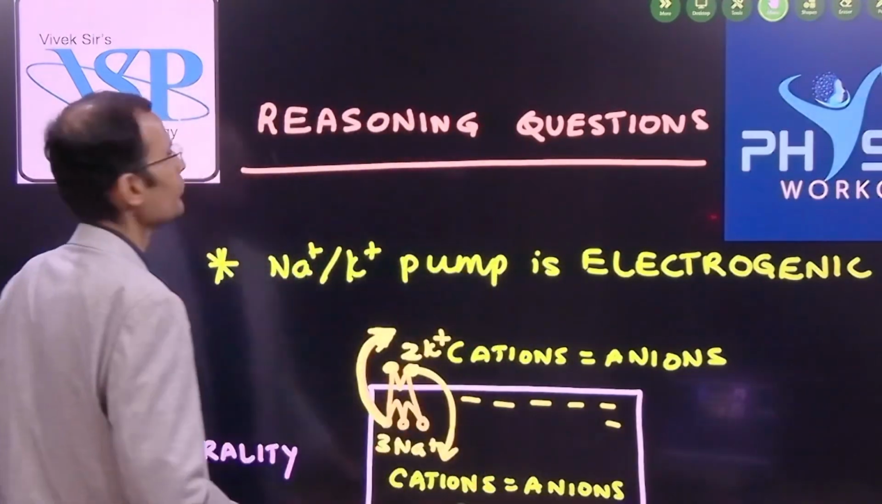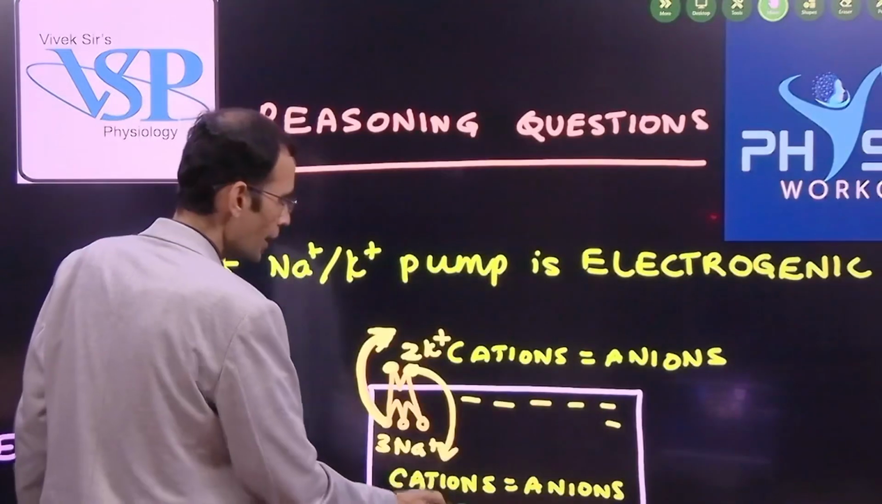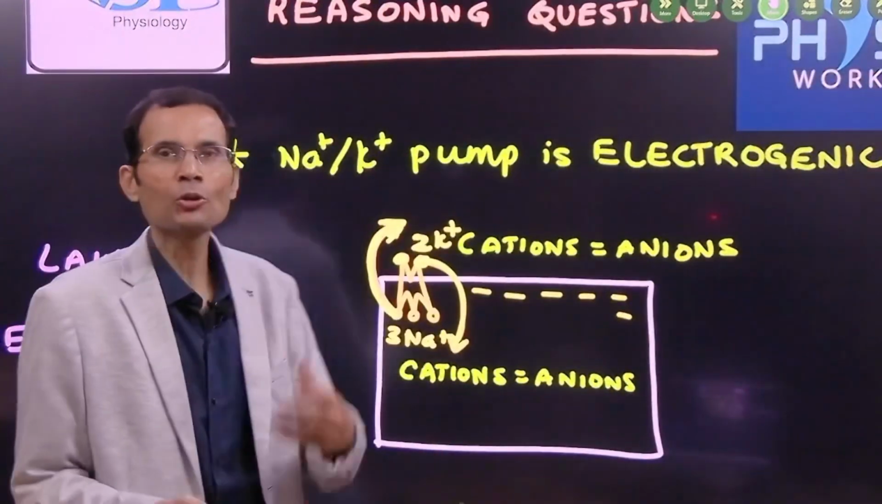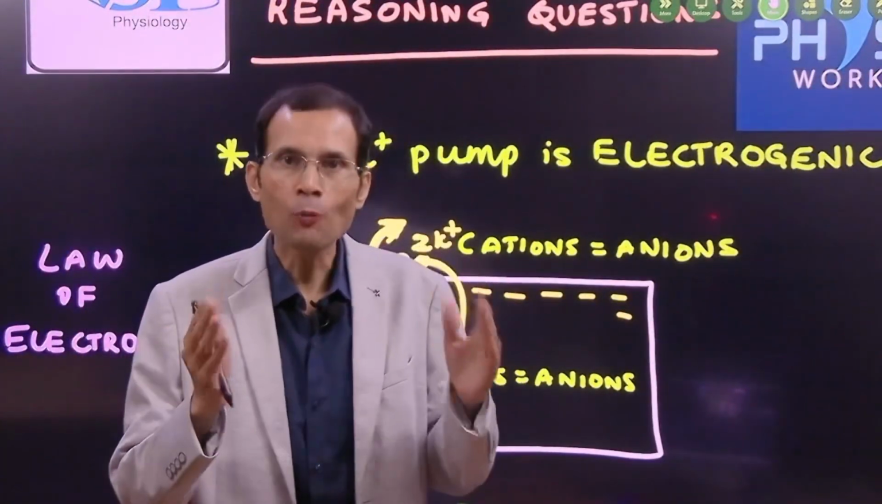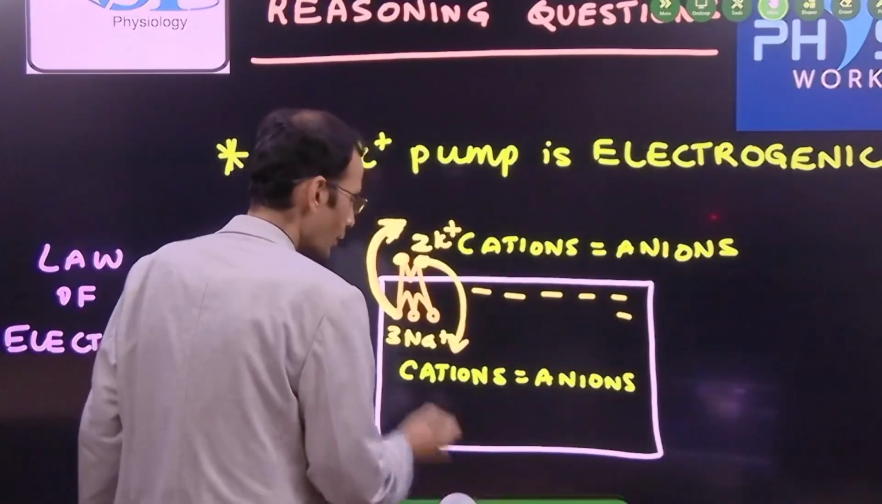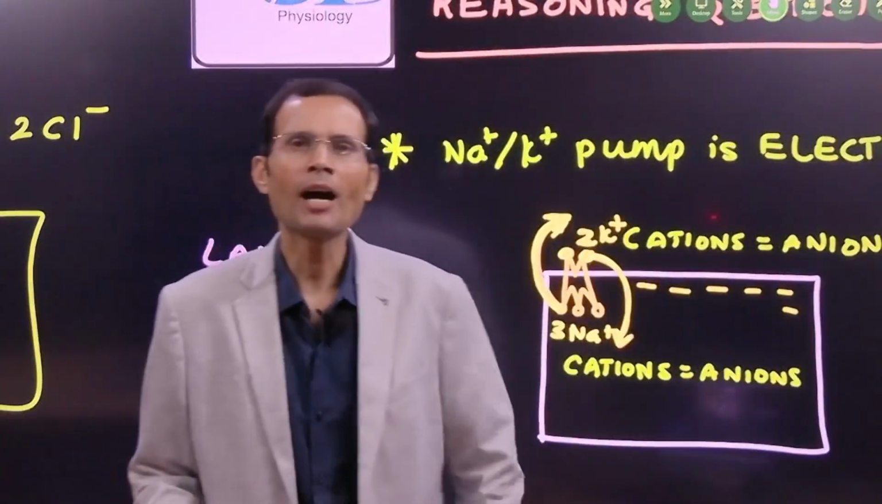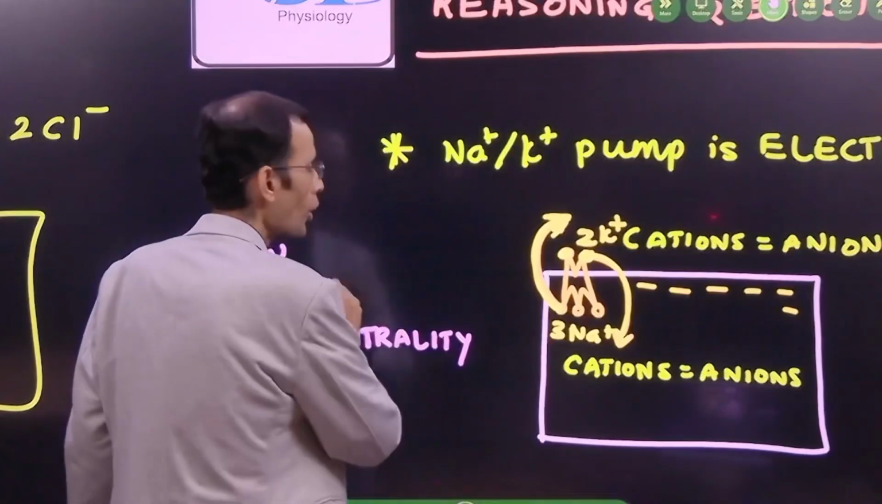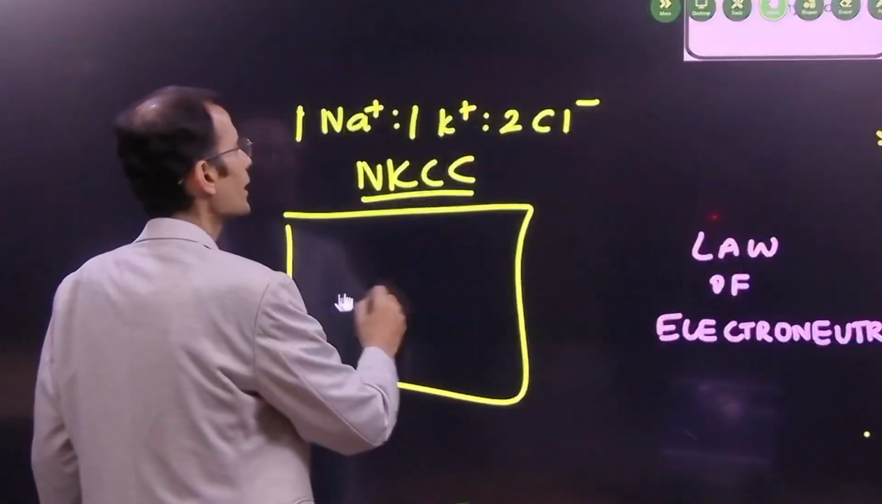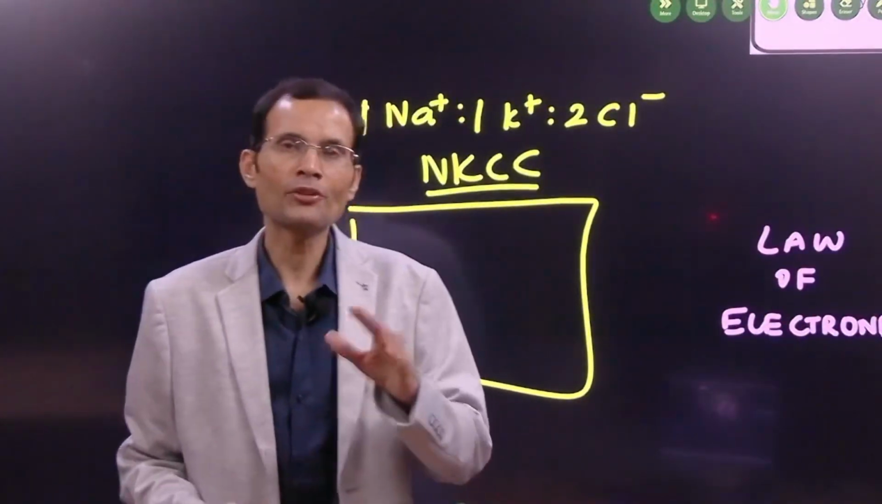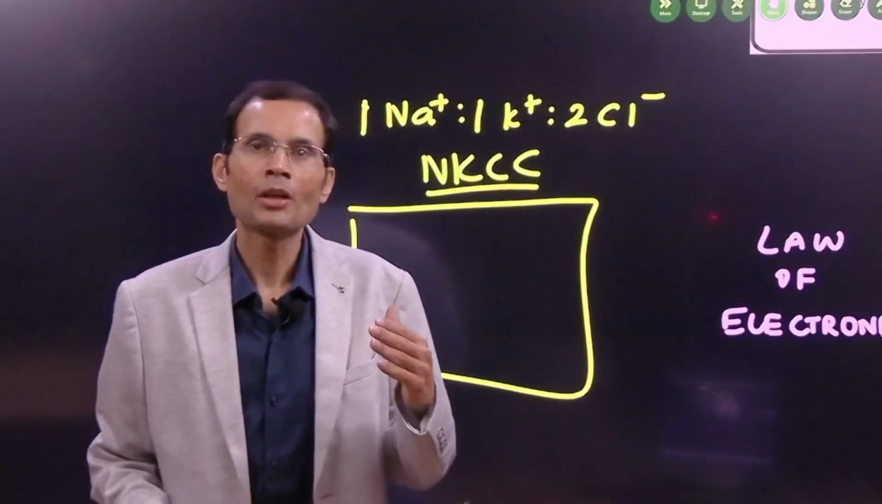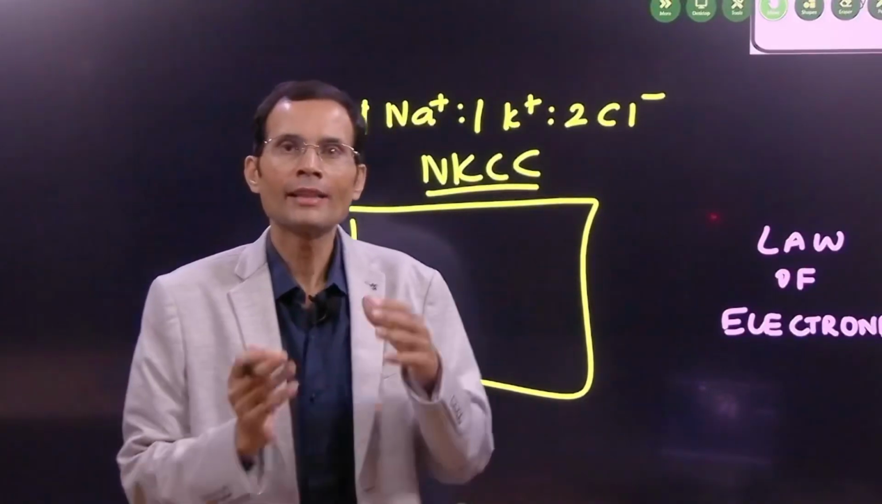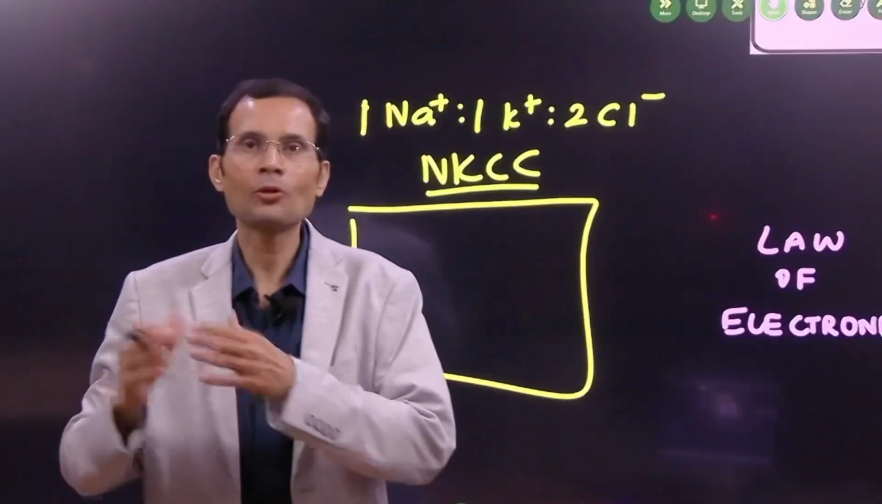So let's see this question. Sodium potassium pump is electrogenic. Explain why. So here in this question, which may be for 2 or 3 marks, you have to first talk about the transport proteins in the cell membrane. There are 2 types of transport proteins in the membrane in this context: electroneutral or electrogenic.